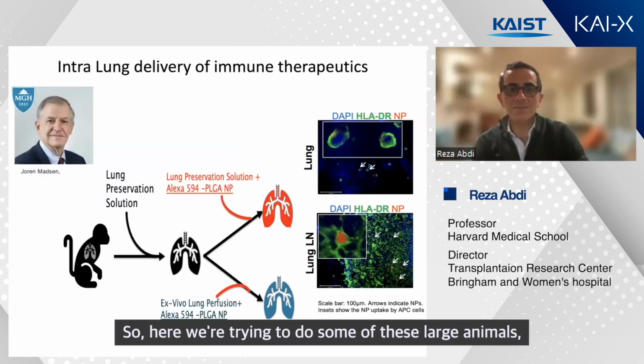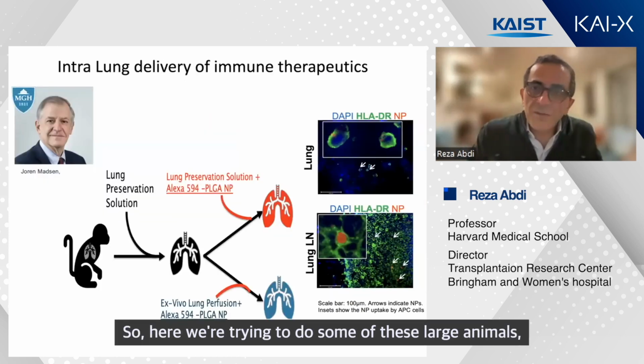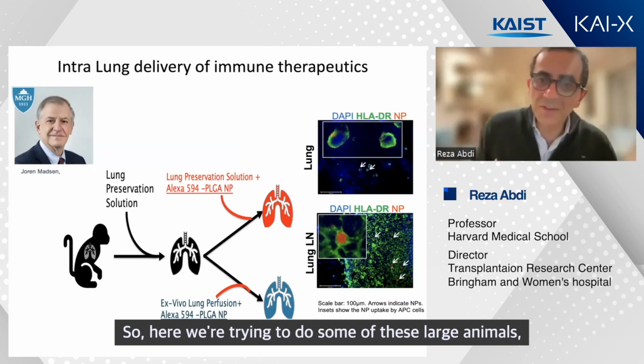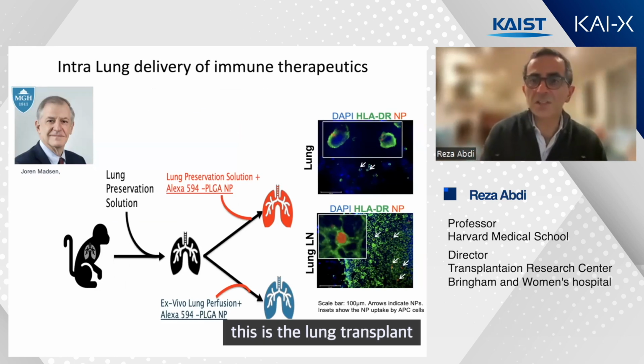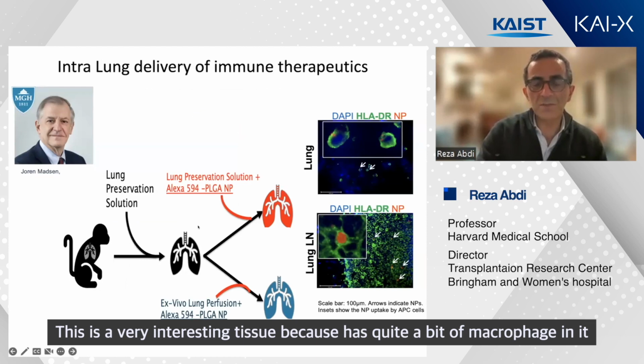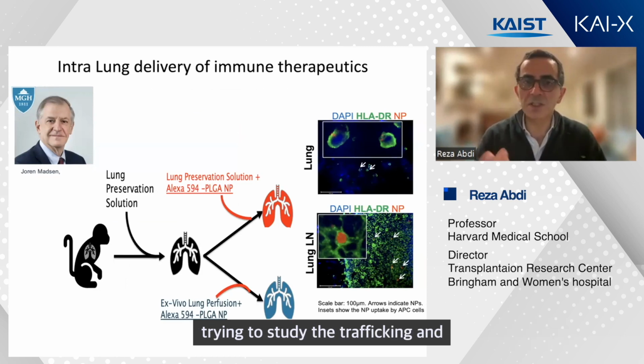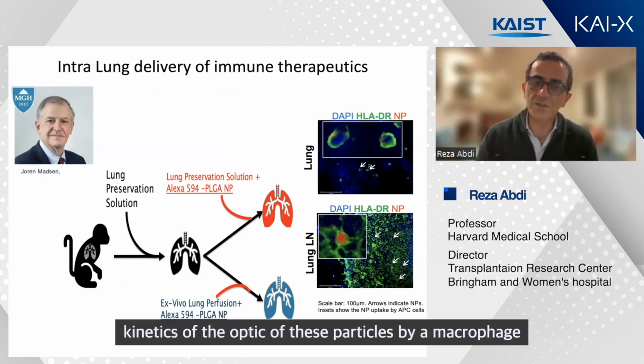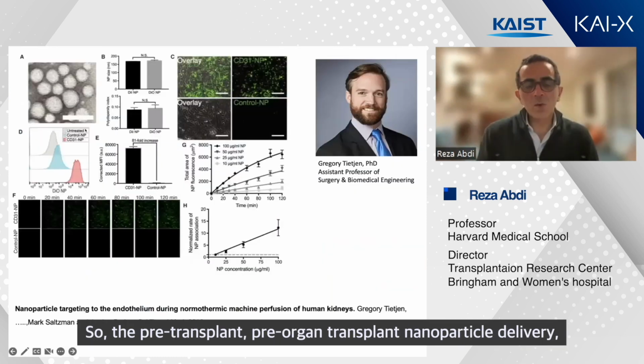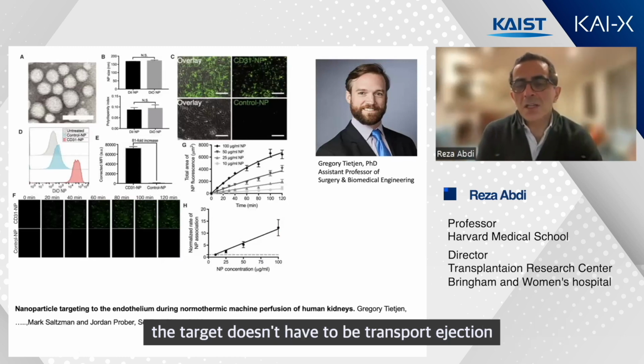So here we're in collaboration with MGH, and we're trying to do some of these large animals. This is the lung transplant. This is a very interesting tissue because it has quite a bit of macrophages in it. So we are pre-treating these lung transplants with nanoparticles and trying to study the trafficking and kinetics of the uptake of these particles by macrophages. So with pre-organ transplant nanoparticle delivery, the target doesn't have to be transplant rejection.